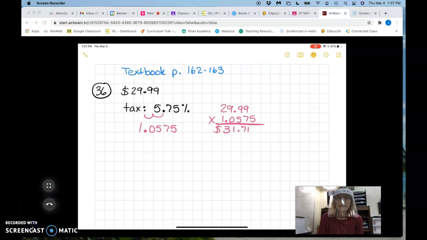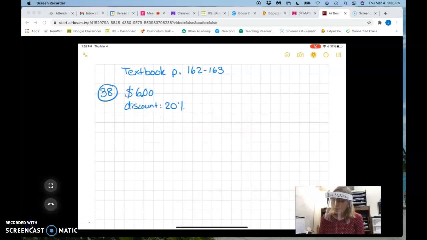All right, so the price of the sandals with tax is going to be $31.71. All right, so on discount, this is our last section, we have $6. And it says that the socks are discounted 20%. That means if the socks are discounted 20%, I'm going to pay 100 minus 20%, which is how much? 80. I'm going to pay 80% of the price of those socks.